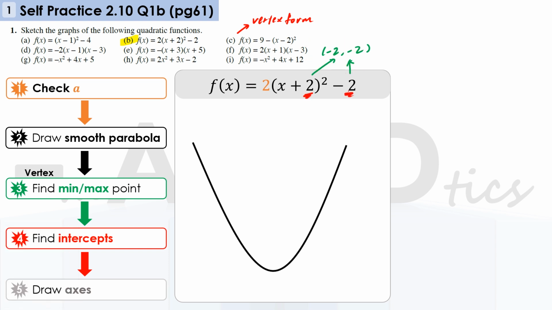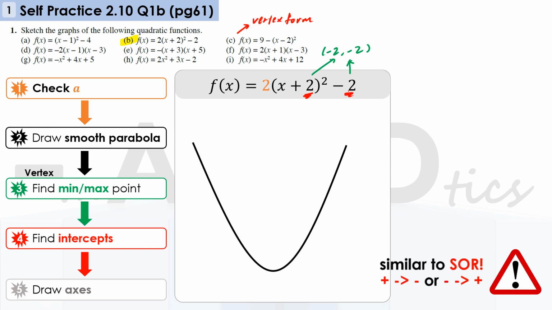Oops, sorry. So you may be wondering, why is this one 2? Why suddenly become negative 2? This is actually similar to the SOR situation. If you remember that time, for SOR, if it's negative, we need to change it to positive. If it's positive, we need to change it to negative. So the x-coordinate of the minimum or maximum point has the same concept. If you see this one is positive, make sure when you take it out, it's negative. If it's negative, then we take it out as positive. Please remember this one. A lot of students will make this mistake.